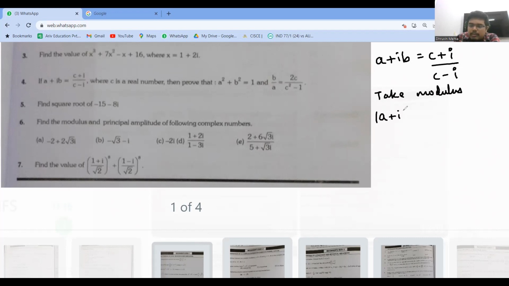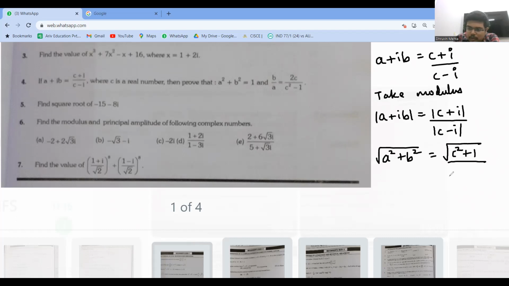So it's like mod of a plus ib, एंड यहाँ पे हम मॉड को स्प्लिट कर सकते हैं, तो c plus I and this is going to be mod of c minus I. See, this will be root of a square plus b square. This will be root of c square plus 1. Now square both sides, we'll get a square plus b square. And do you realize RHS is actually 1? क्योंकि ऊपर नीचे same है. Yes, done. First part is done.